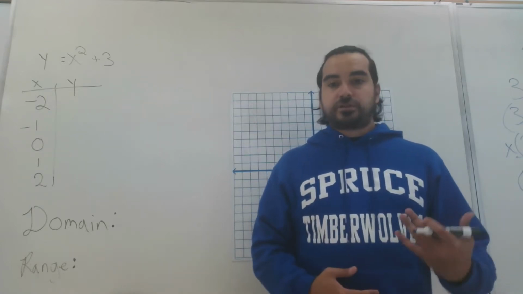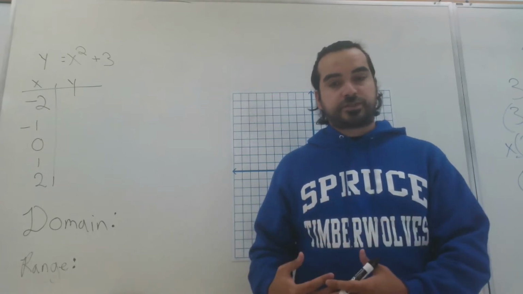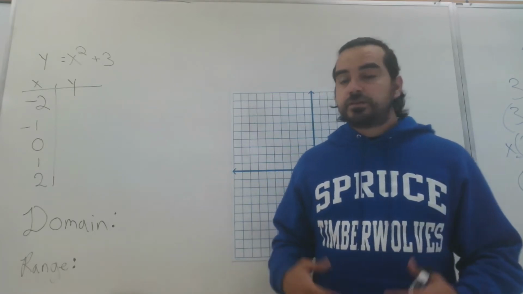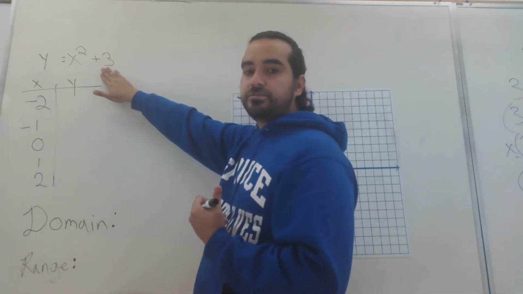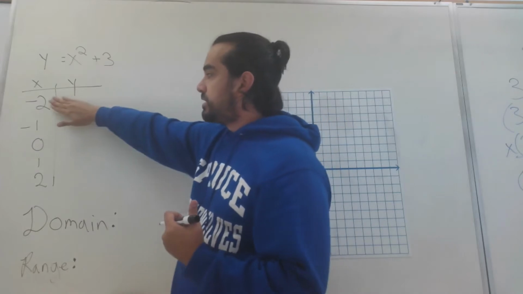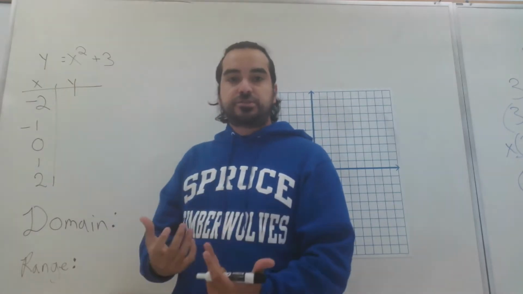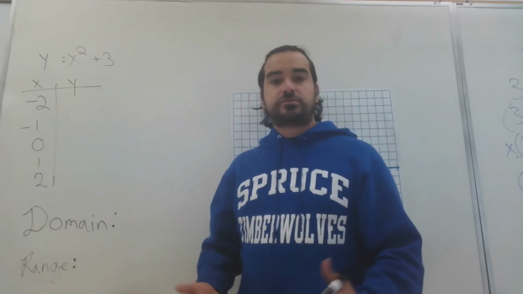So today we're going to learn how to graph a quadratic function. We learned how to factor a quadratic function. We learned how to multiply binomials to find a quadratic function. Now we're going to see how it looks in a graph. We have the quadratic function y equals x squared plus 3. We are given x values, so what we're going to do is use substitution to find our y values. So let's go ahead and get started.